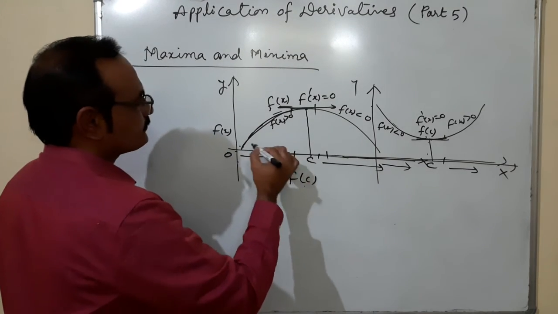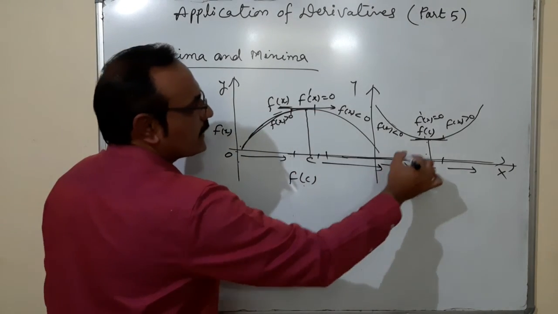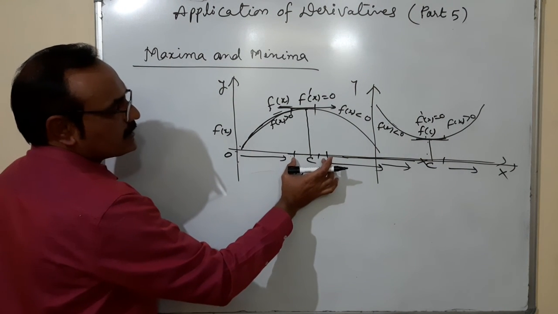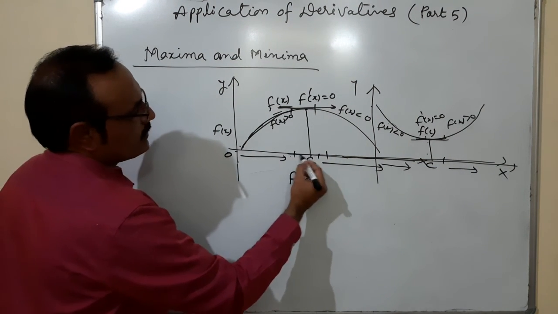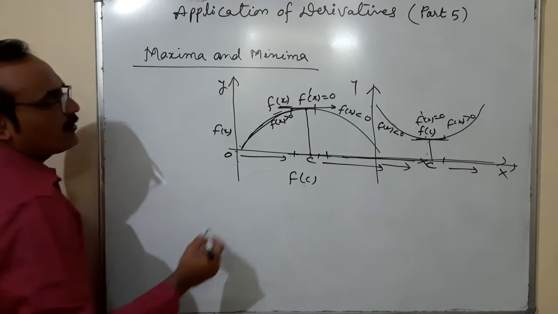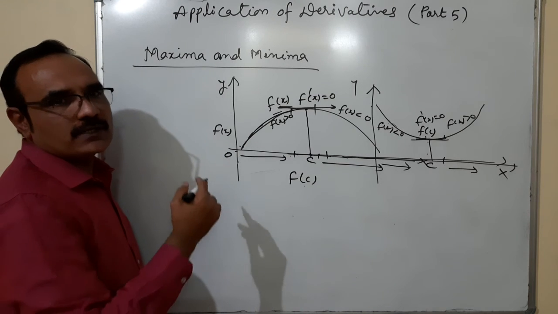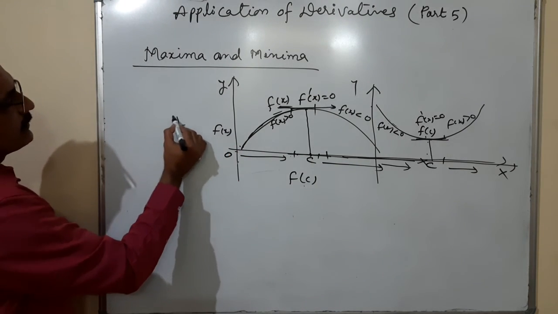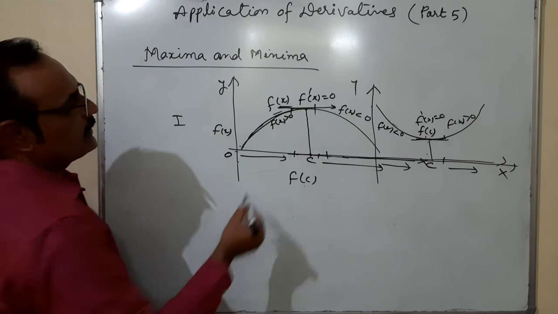Number one, suppose a curve like that. In this curve, we will consider this is an interval, and C is a point. We are talking about the definition of a real valued function in an interval I.